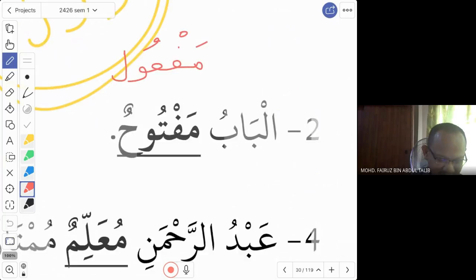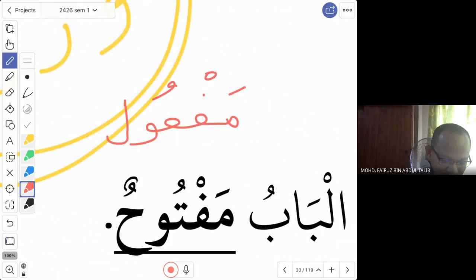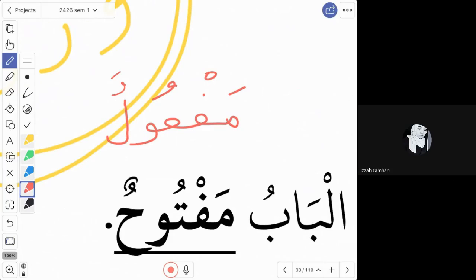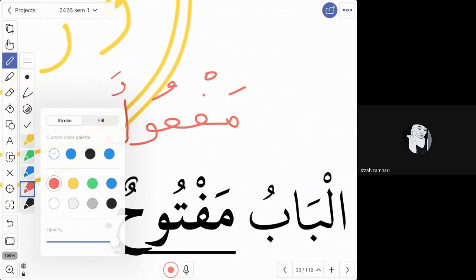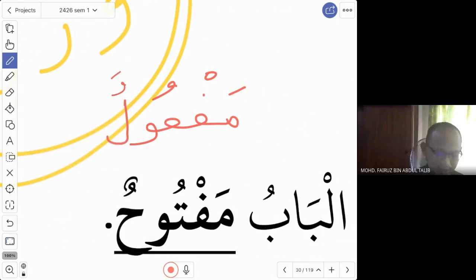Okay. How do you get maf'ulun? How do you know it is maf'ulun? What do you do? The same thing that we did with the fi'il earlier. Because there's an addition of a letter in the word.